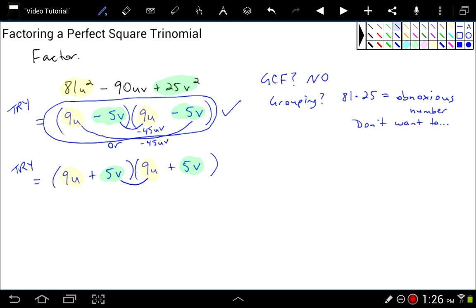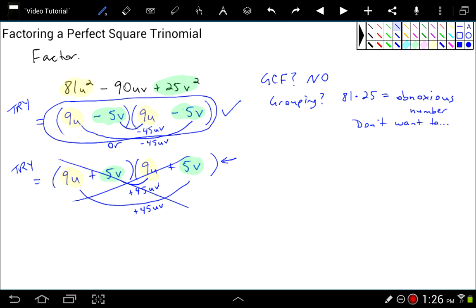Now let's go ahead and try this version down here too. Positive 5v times 9u is positive 45uv, and then here I will also get another 45uv, and when I add those together I do not get my negative 90uv, I get positive 90uv. So this one does not work. If you analyze both of these, it makes sense that there's no way it's going to work. Everything here is positive, so when you multiply this out, there's no way you would ever get this minus here. So you could rule it out immediately.